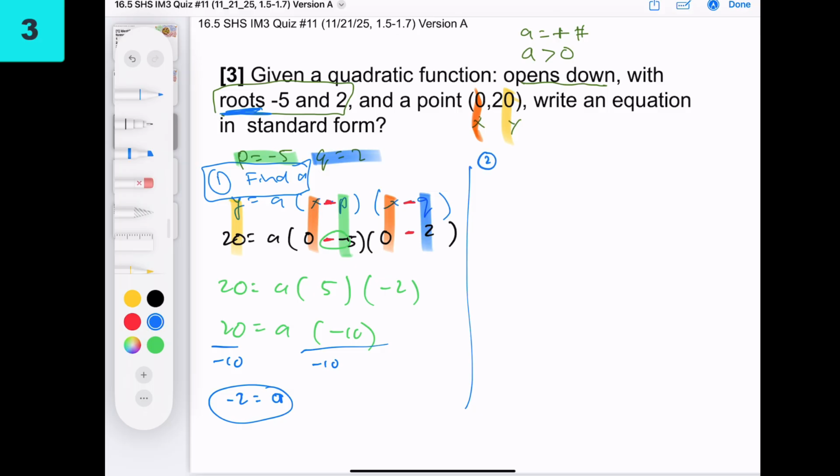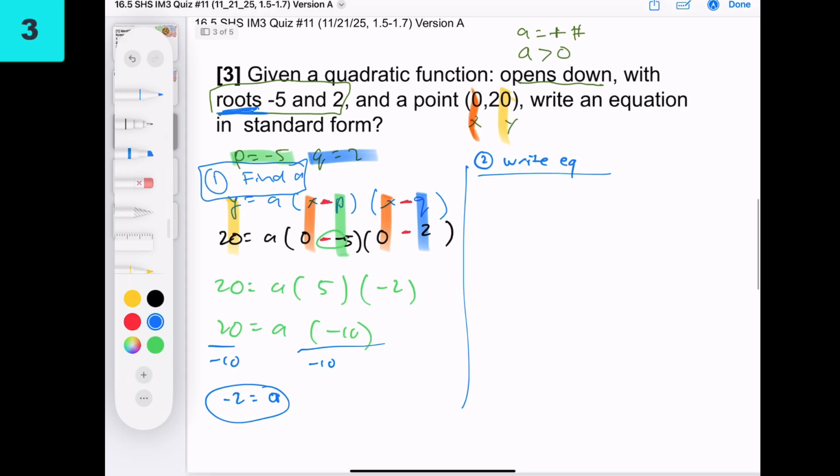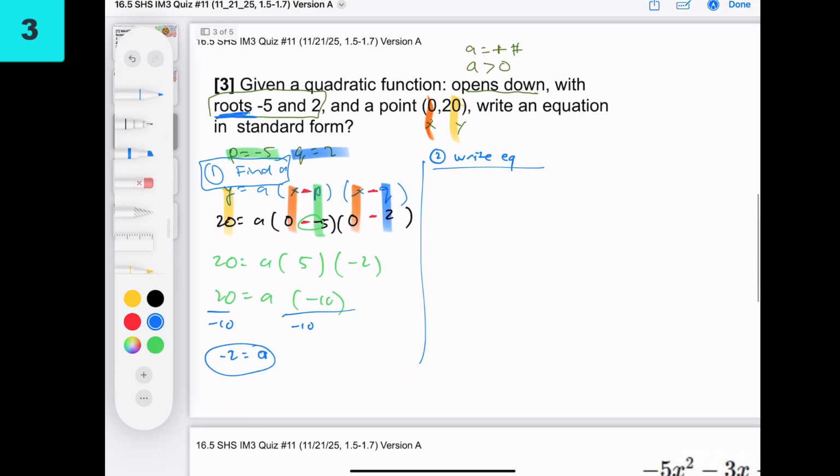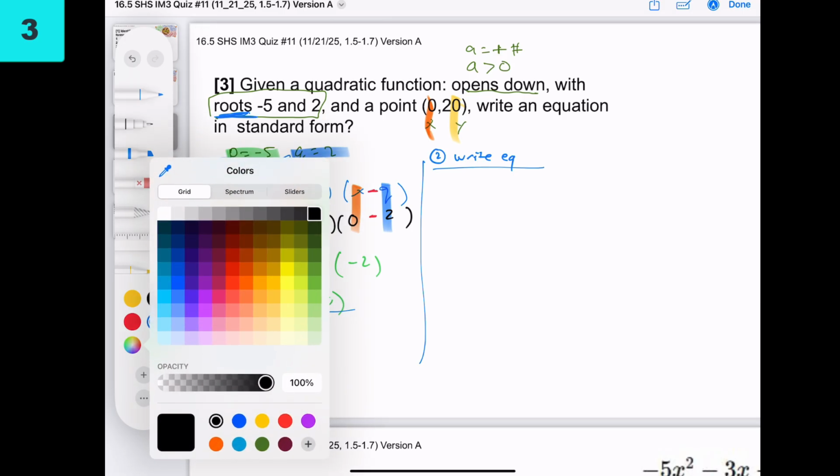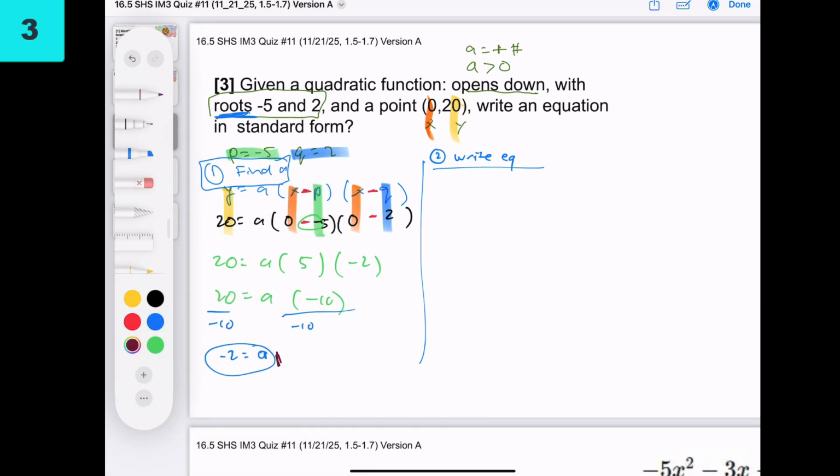Okay, second thing I need to do is now write an equation. And the equation I'm going to write is using factored form. So the numbers I'm going to be using is a, p and q. A is -2, P is -5, Q is 2.